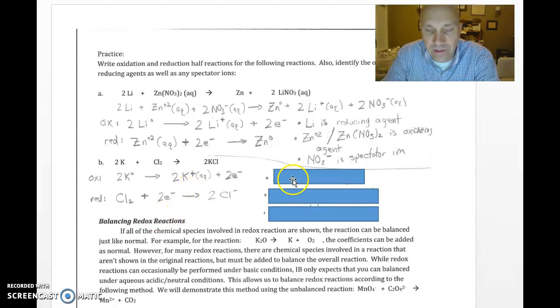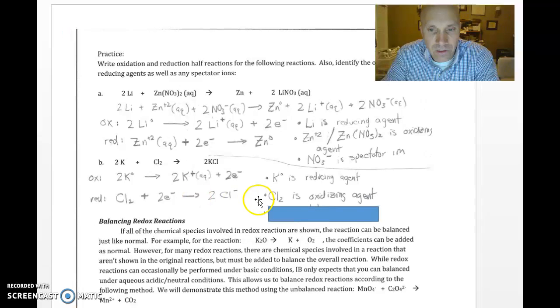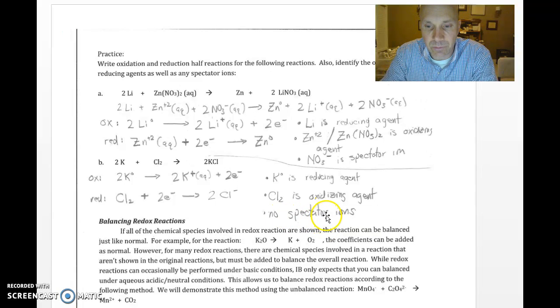The reduction would look like this. Potassium would be the reducing agent. Chlorine would be the oxidizing agent. And in this particular reaction, everything that you see in the original reaction is shown in the half reactions. So there are no spectator ions in this particular case.